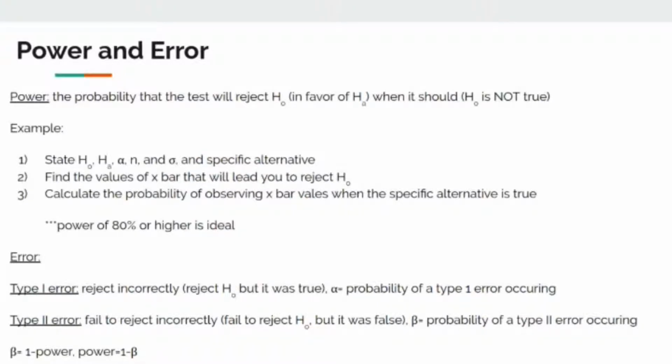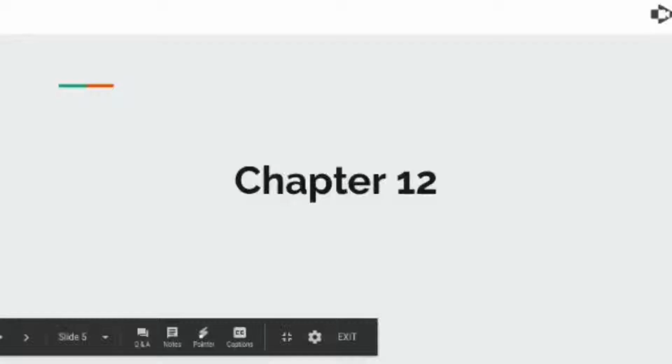Next is error. So type 1 error is incorrectly rejecting the null hypothesis, but it was true. Alpha equals the probability of the type 1 error occurring. Then there's also the type 2 error: failing to reject incorrectly, so you're failing to reject the null hypothesis, but it was false. And B equals the probability of a type 1 error occurring.